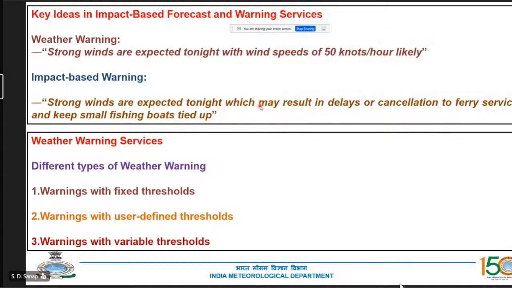So, for example, here is one example. The strong winds are expected tonight, which may result in delays or cancellation to the ferry services and keep small fishing boats tied up. If this kind of forecast is there, instead of saying strong winds are expected tonight with wind speed 50 knots, people may not take this seriously. But if you say it this way, the ferry services can be operated accordingly. This is one of the examples, and people also can plan their activities accordingly.